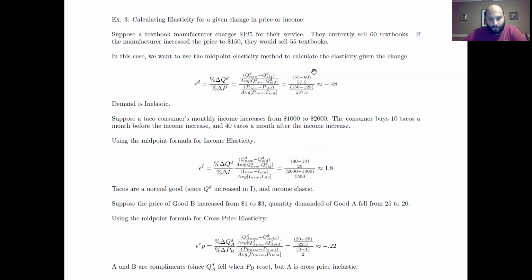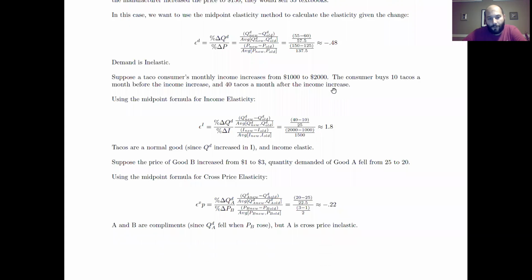Okay, so what we're going to do is take the new quantity minus the old quantity, divide that by the average. So we have our new quantity 55, old quantity 60, and we're taking the midpoint of the two. And then we have to do the same thing with price. So our new price is 150, the old price was 125, divided by the midpoint, and we get our elasticity. Now, once again, between 0 and 1 means inelastic.